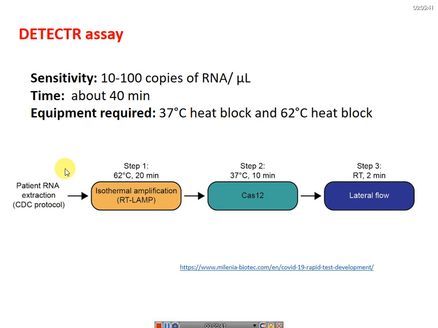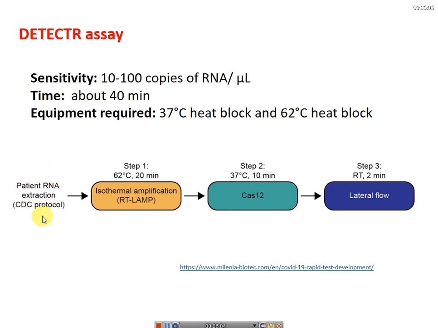The DETECTR assay has a sensitivity of 10 to 100 copies of RNA molecules per microliter. Okay, and it takes just about 40 minutes. You need minimal equipment, like a 37 degree heating block and a 62 degree heat block. So you need heat blocks at two temperatures. So what do you do first?